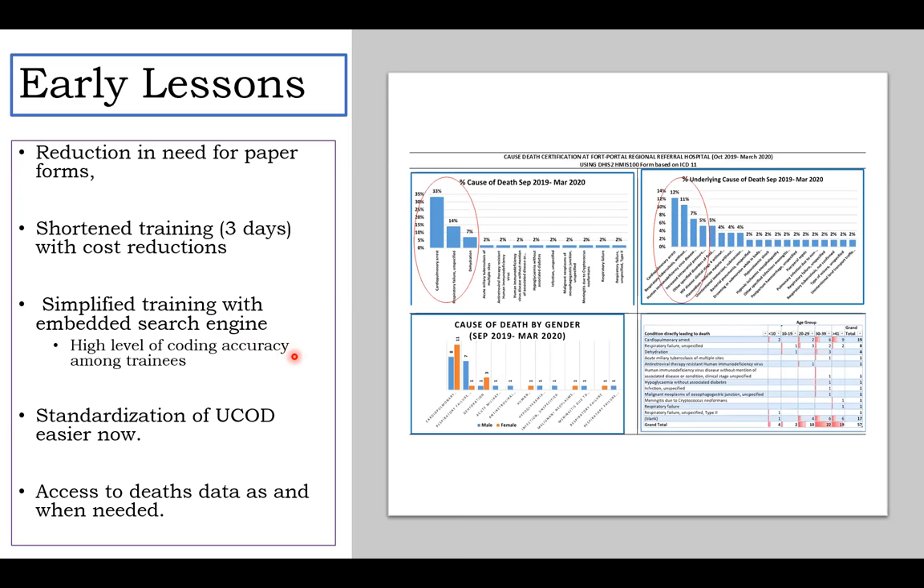In the testing of the training participants, we saw a high level of coding accuracy among the trainees, especially where we had also included our local diagnostic terms. And now standardization of underlying cause of death is a lot easier, and we think that we'll see fewer errors in coding going forward. What you see on the right side of the slide is just an example from one of the regional referrals that has started to use this. Basically, you can access data as and when you need it. This is just one of those examples.